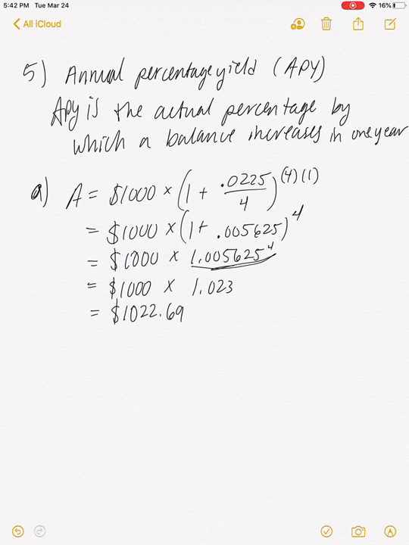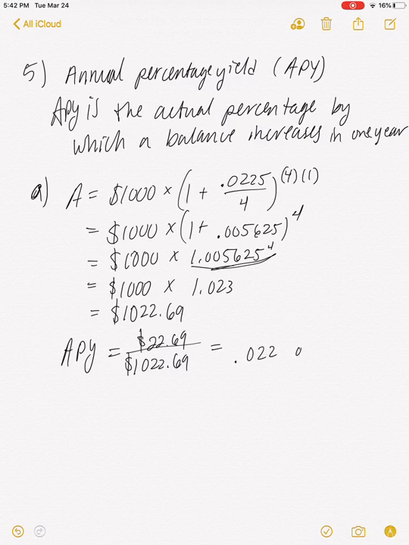Interest rate is 2.25%, compounded quarterly. Now the annual percentage yield, the APY, is equal to the money that is made, which in this case is just $22.69, divided by the ending balance, $1,022.69. Okay, so when I divide those two numbers together, I get 0.022, or we can call that an annual percentage yield of 2.2%. Okay.